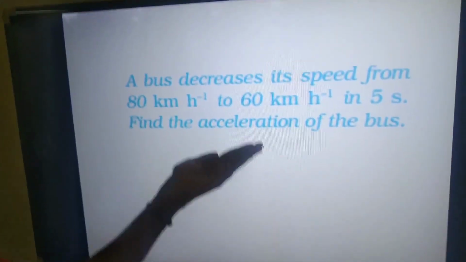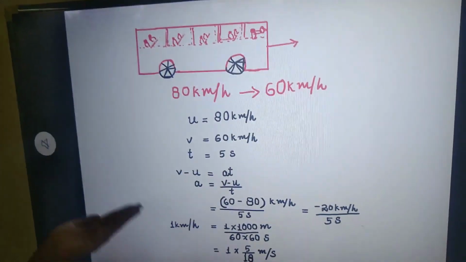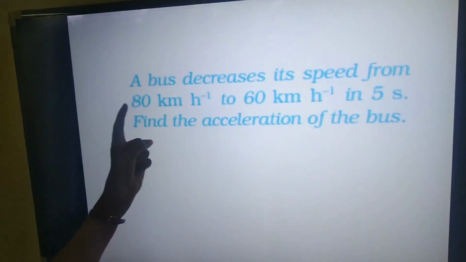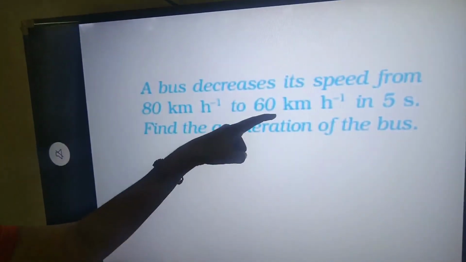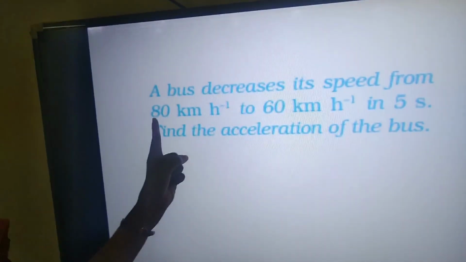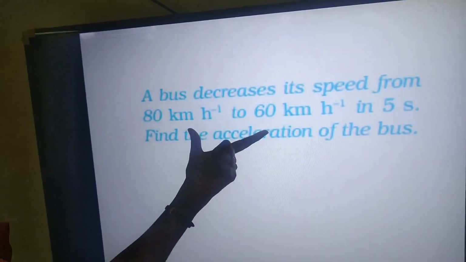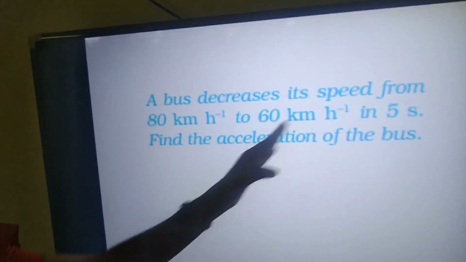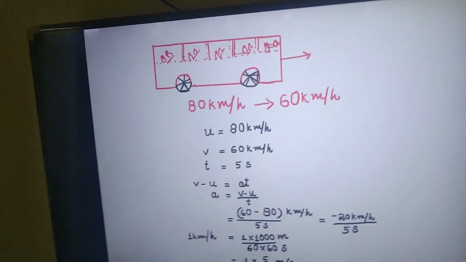Again the same equation, a is equal to (v minus u) by t. So what is v? v is the final velocity, 60. 60 minus 80 comes to minus 20. Then you convert that into meter per second, just multiply it by 5 by 18. I think you can do this question.